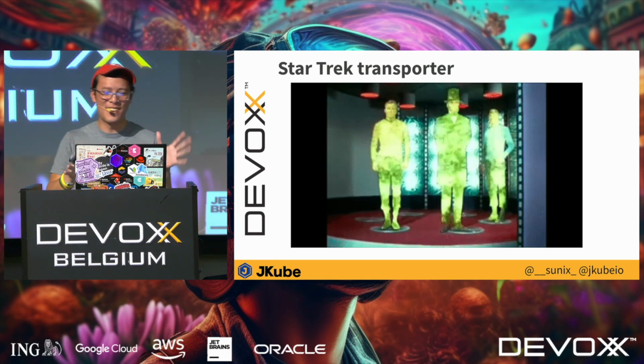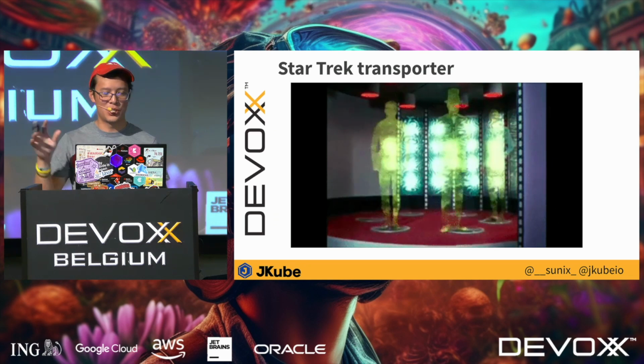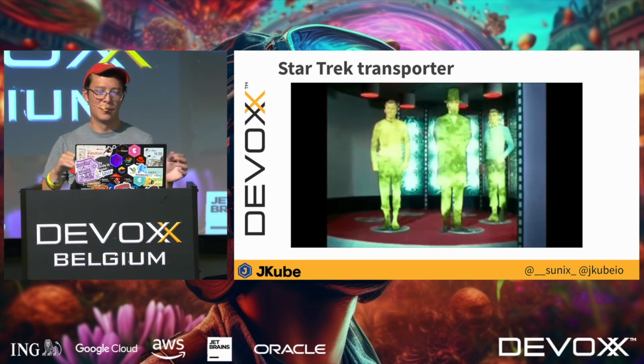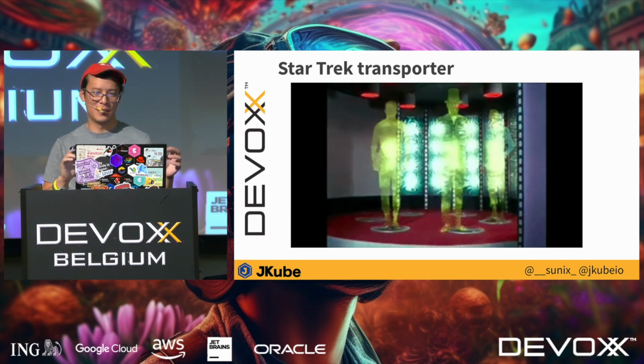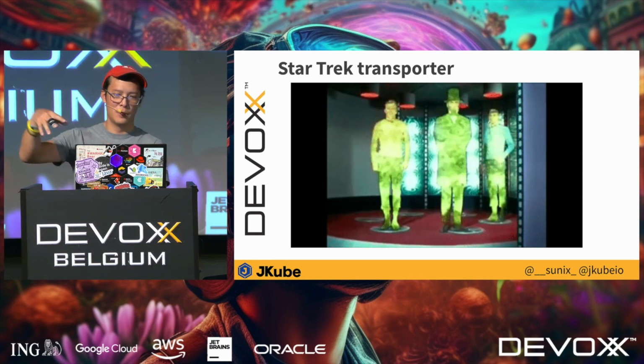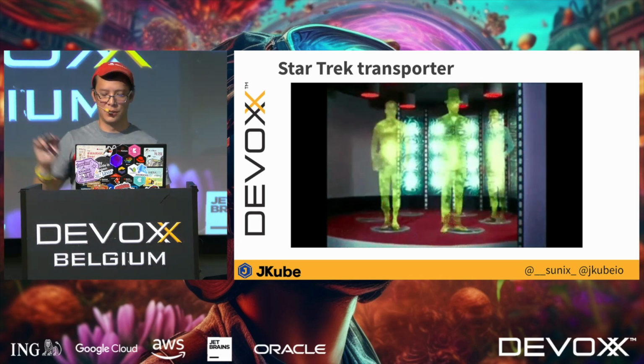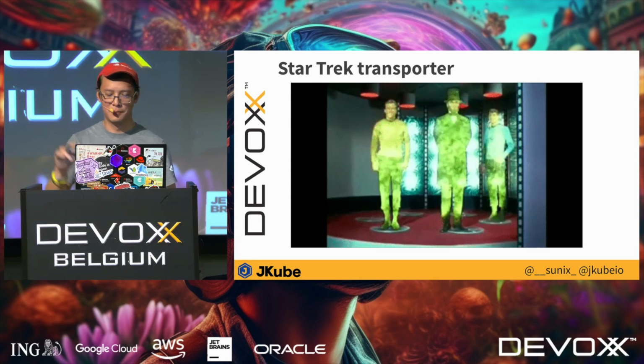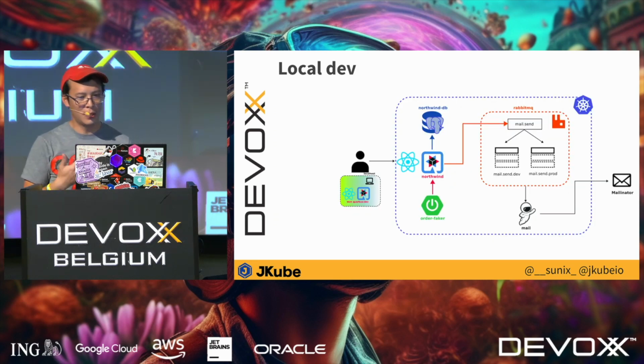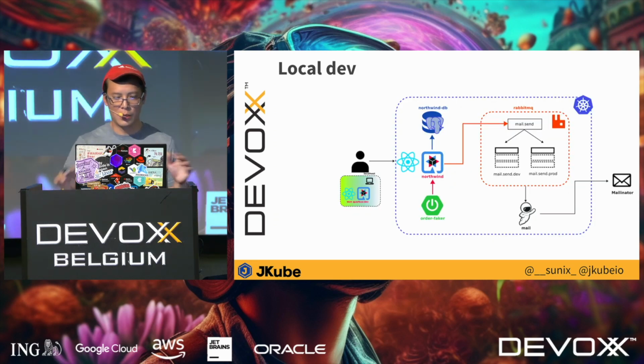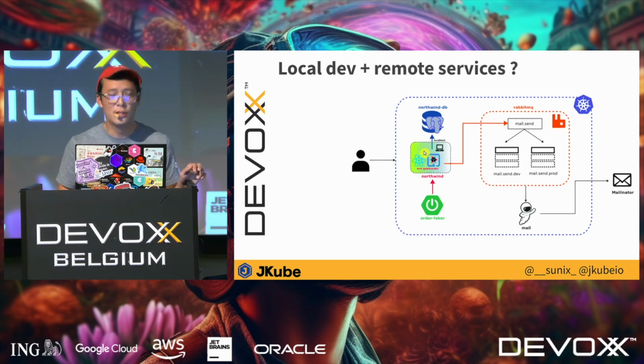So Star Trek, they have something called the transporter. It's a machine in their spaceship, the Enterprise, that allows you to teleport people onto the nearest planet. And it would be nice if we could do like in Star Trek, so our local computer could teleport here in the cluster and continue to do live coding.